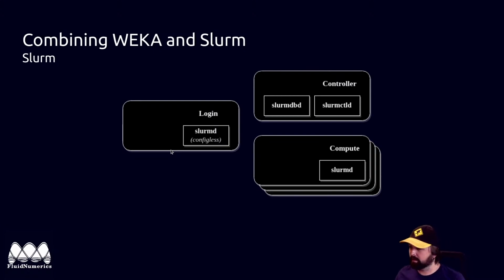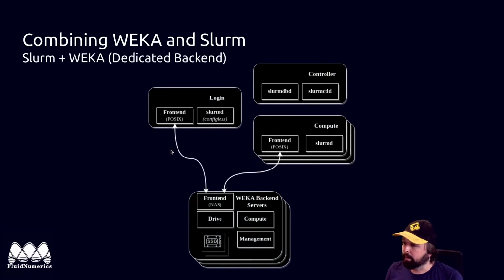If you're running in what's called a configless mode, and this is how Slurm-GCP works, you can set up a single Slurm configuration file on the controller and tell Slurm-D to look to the controller for its configuration. That way you don't have to manage a whole bunch of configuration files spread across the cluster. When we combine Slurm with WEKA and a dedicated backend configuration, essentially what we're doing is putting the WEKA front-end process on the login and compute nodes. If you're mounting to the controller, you would also have it running there as well.